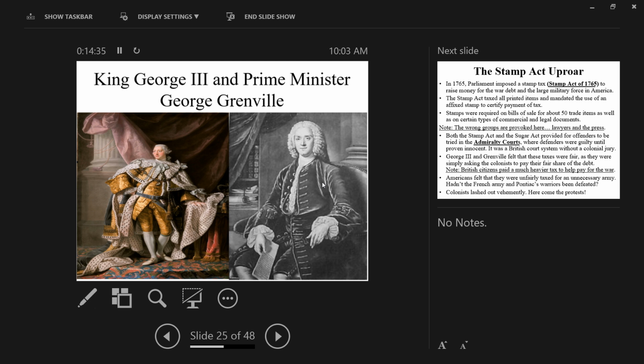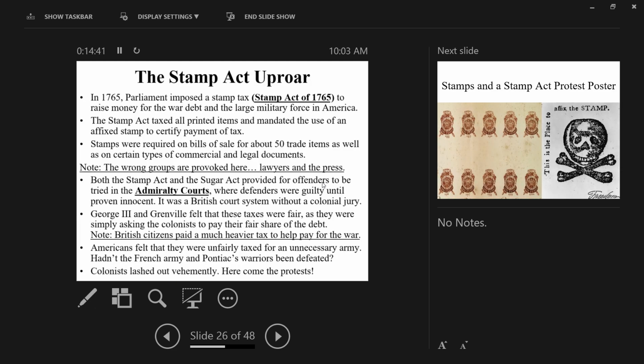So let's talk a little bit about the Stamp Act uproar. In 1765, Parliament imposed a stamp tax. This is called the Stamp Act of 1765, to raise money for the war debt and the large military force that is in the colonies at this period of time. This was passed on the heels of the repeal of the Sugar Act. Because they're like, all right, well, if we're not going to tax sugar, let's tax printed items.